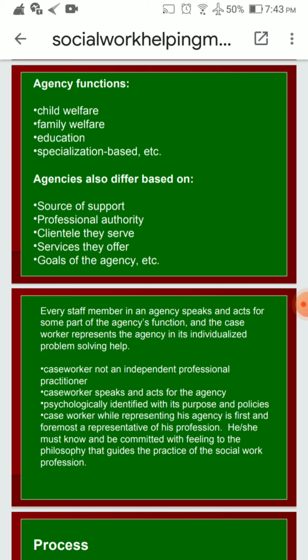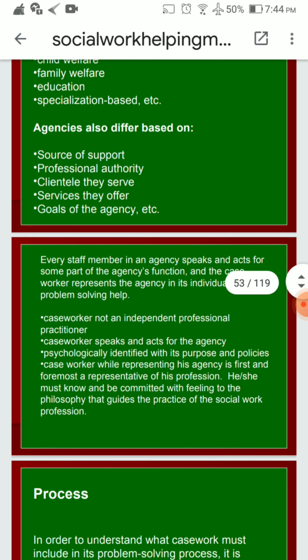So you as a social worker or social work student should know how to distinguish the different agencies here in Jansan, para madali na lang na matrace or malink ninyo kung sino yung pwede nyo papasukan or hihingian ng tulong. Agencies also differ based on, number one, source of support, the funder itself.